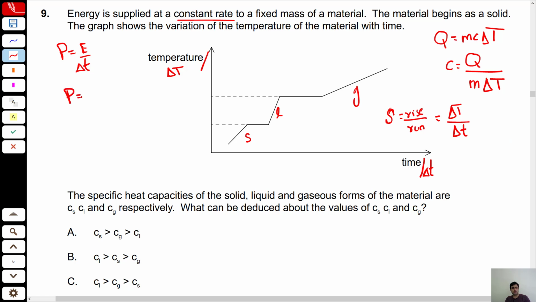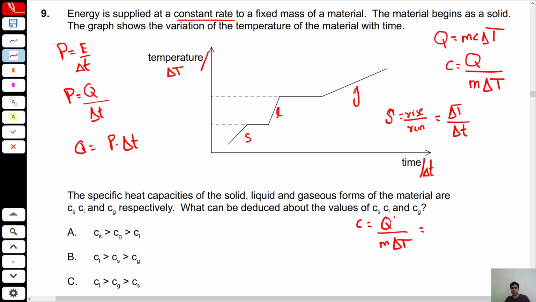And also this power is equal to energy. This time the energy is in the form of thermal energy, so it is Q, and time is just change in time. Make thermal energy the subject, so we have P times change in t. And the next step is, let's just copy this equation here: C equals Q over m delta T.